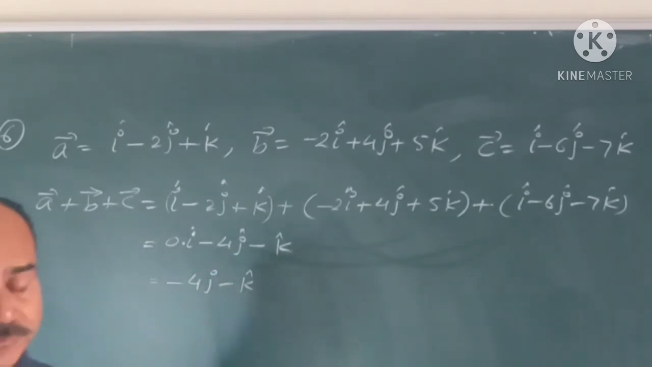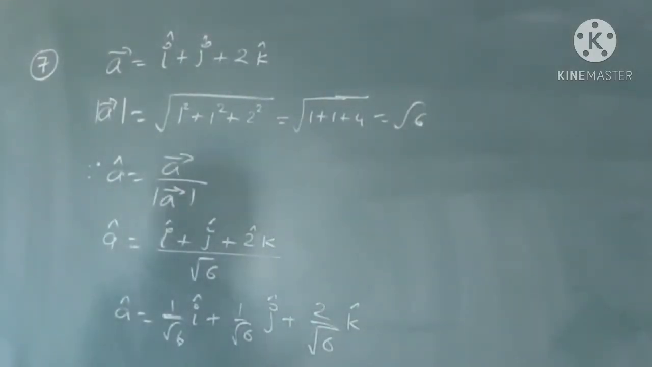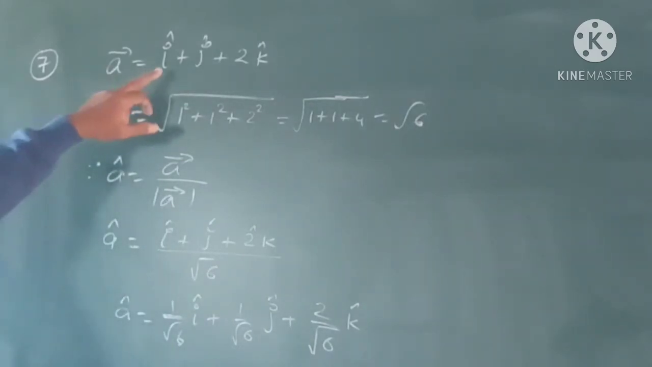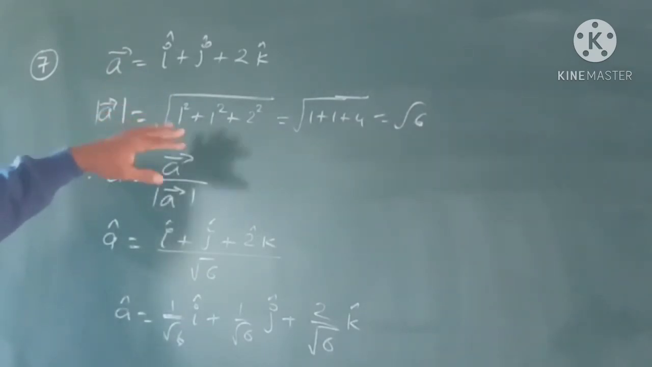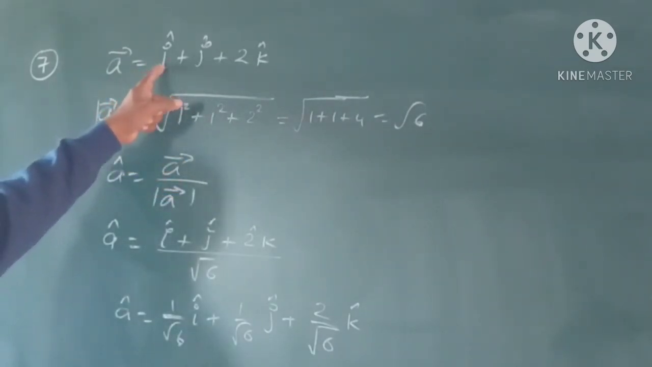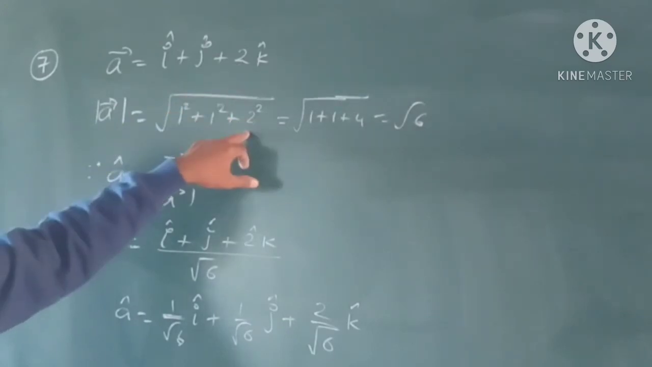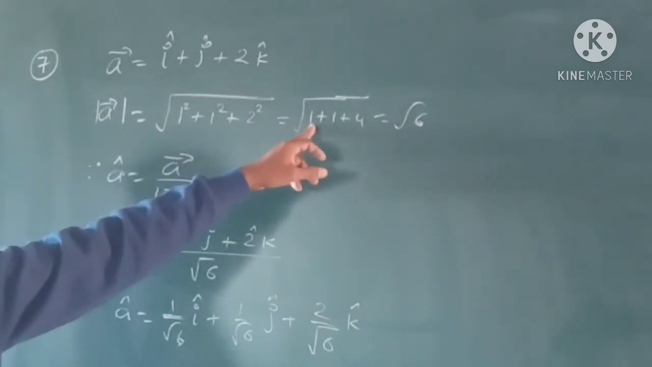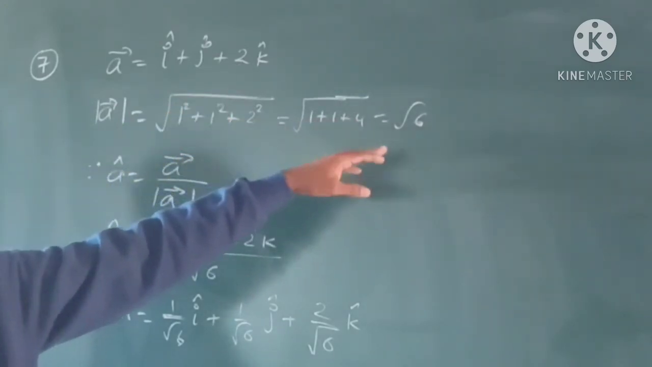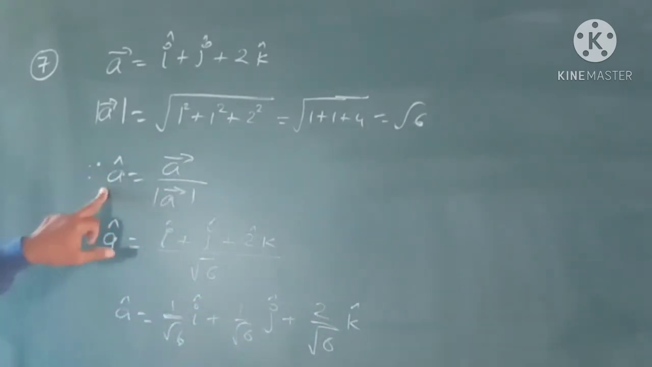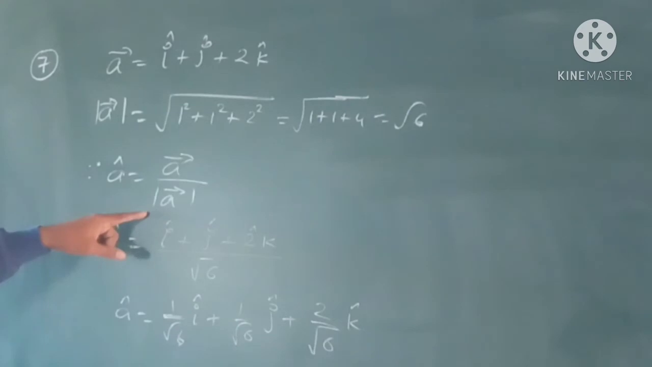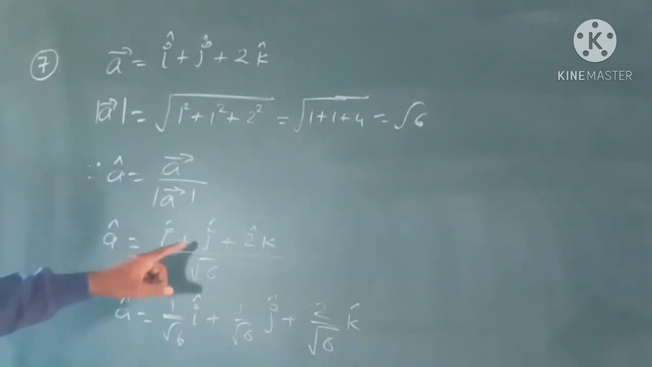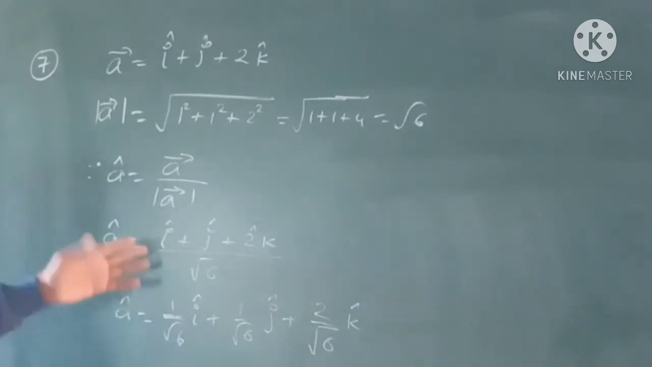minus k only. Okay, next question number 7, we have to find the unit vector along the direction of vector A. So here vector A is i plus j plus 2k. So first find its mod value, which is under root 1 square and 2 square. So 1 square is only 1, 1 plus 4, it means under root 6. Since vector A cap, that is vector A divided by this mod value. So vector A, i plus j plus 2k, divided by root 6. So this is the answer.